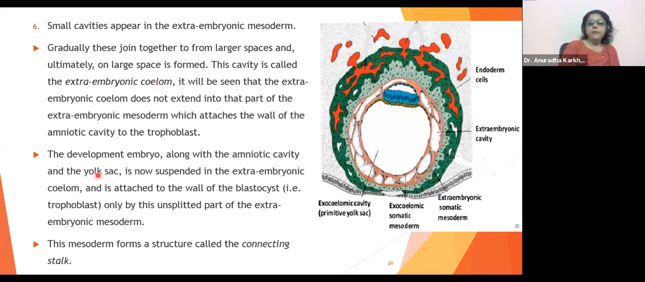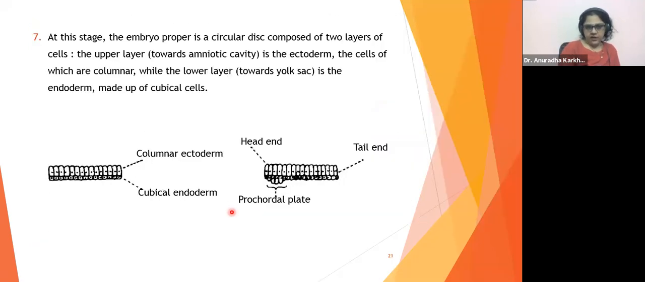The developing embryo along with the amniotic cavity and the yolk sac is now suspended in the extra embryonic coelom, which is attached to the wall of the blastocyst, that is the trophoblast, only by this unsplit part of the extra embryonic mesoderm. This mesoderm eventually is going to make the connecting stalk. So this is how the connecting stalk and the embryo development is going to take place.